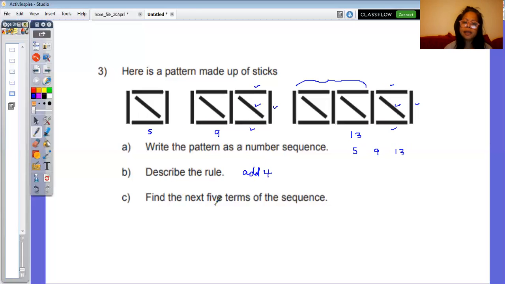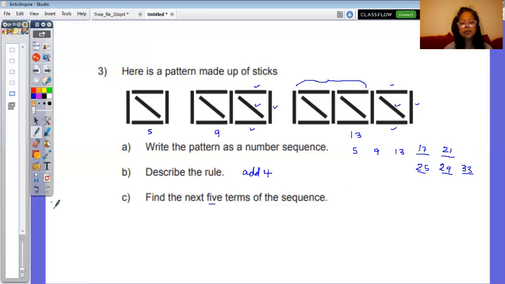Now finding the next 5 terms of the sequence. So you keep adding 4, the next term would be 17, another 4, the next term would be 21, another 4, the next term would be 25, another 4, the next term is 29, and the last one would be another 4, 33.